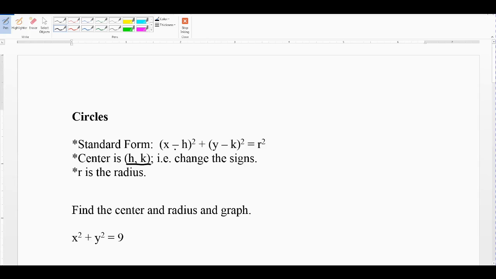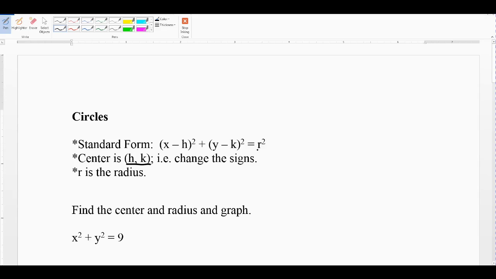Now notice that in the formula they have minus signs in front of them, but when we note the center, which is a point, (h, k), they don't have the minus sign. So what that means is you're basically going to change the signs. We'll do some examples to show you what we're talking about.